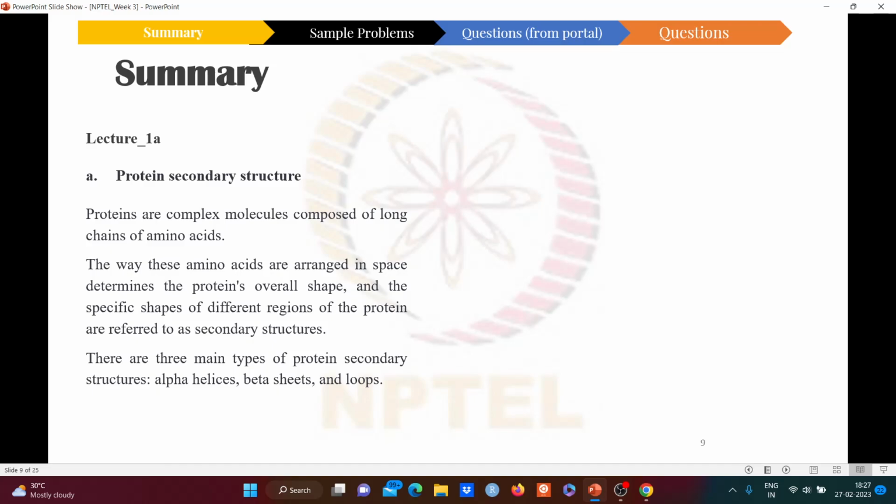Loops are held together by various types of bonds and interactions, including hydrogen bonds, van der Waals forces, and hydrophobic interactions. Overall, these regular secondary structures of the protein are important for maintaining the three-dimensional structure of the protein and play a critical role in protein function. Understanding the structure of the protein and the secondary structures is essential for understanding their biological functions and designing drugs and other therapies that target them.